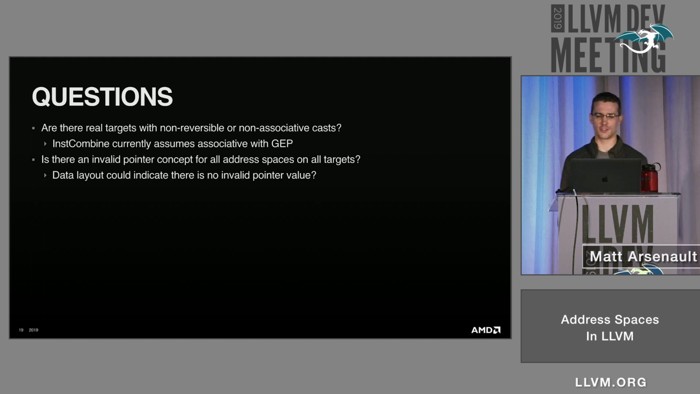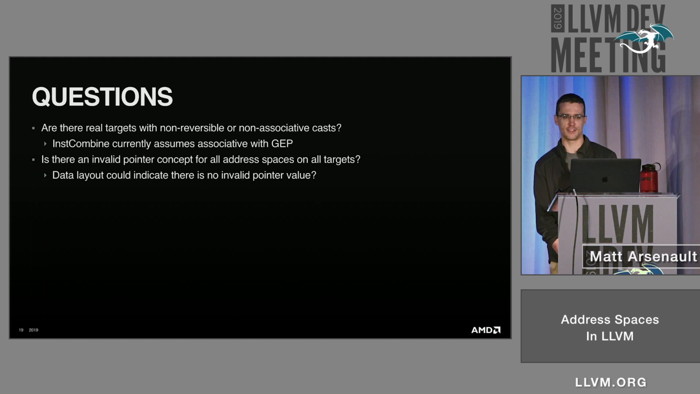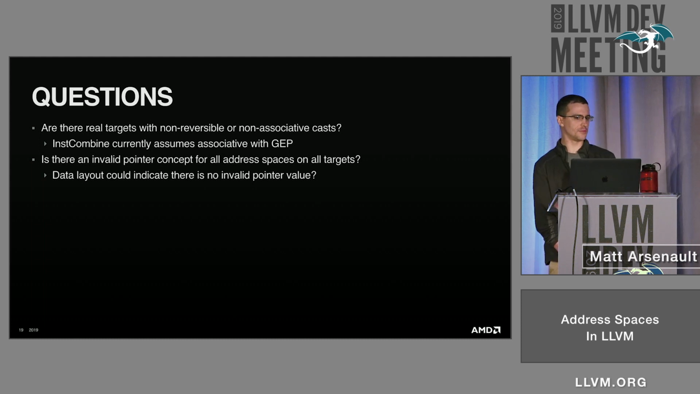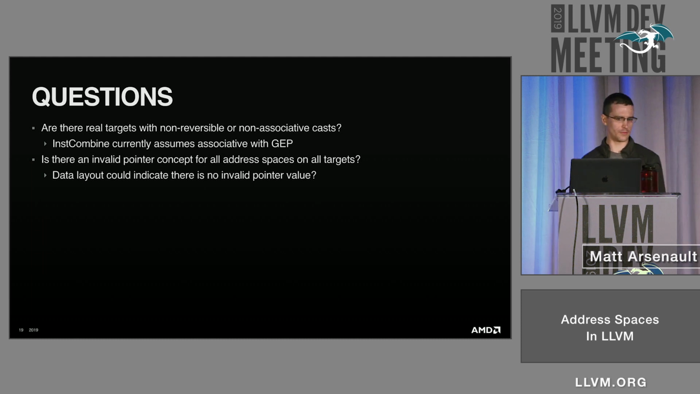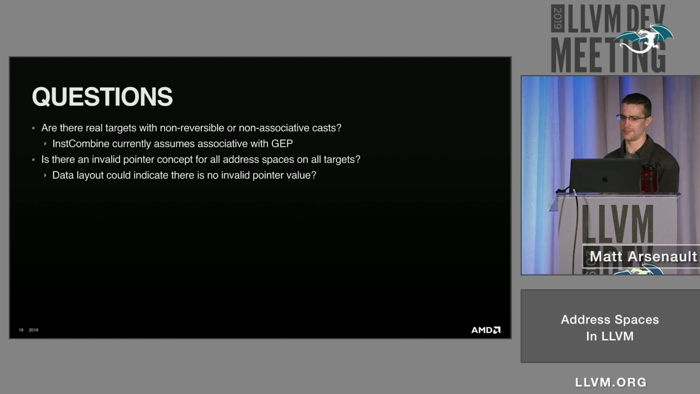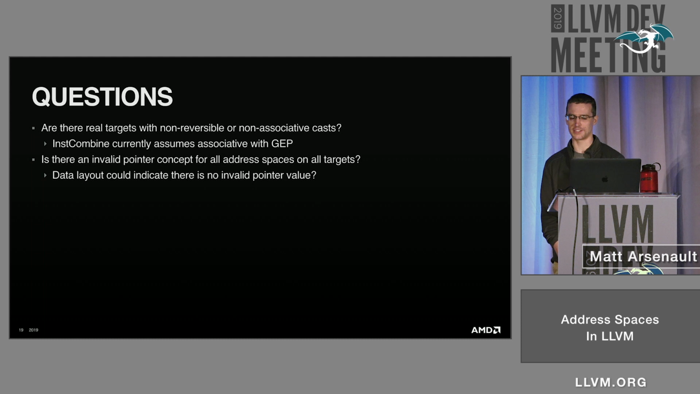So we do have some questions on how to define these rules. The main question is, are there real targets that have non-reversible or non-associative casts? InstCombine currently assumes it's okay to do a get element pointer, then an address space cast, then a get element pointer, and just reassociate those freely. But that might not necessarily be true in all address spaces. Another related question is the concept of a null pointer or invalid pointer in all address spaces. If we're going to bother adding the null pointer value to the data layout, we might as well add the ability to say there is no null pointer.